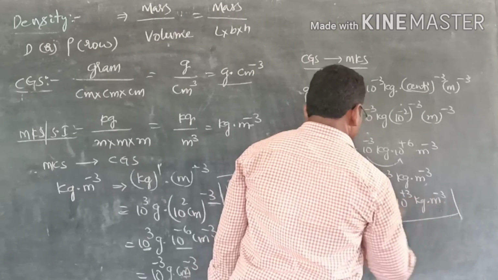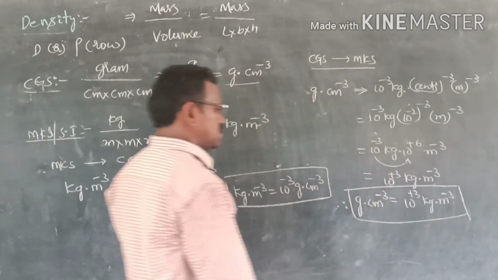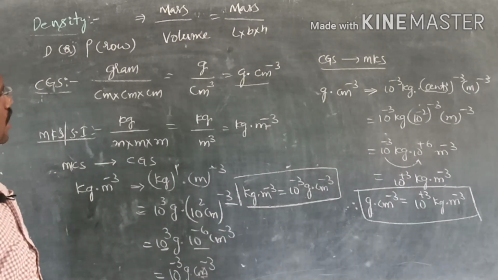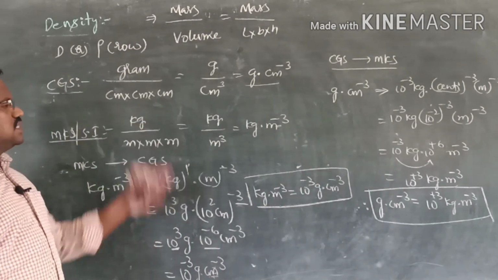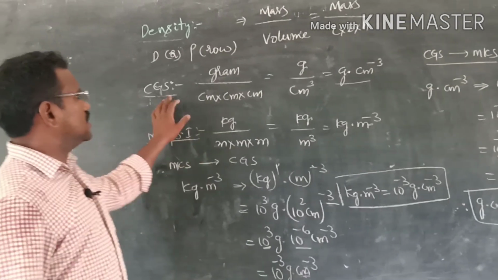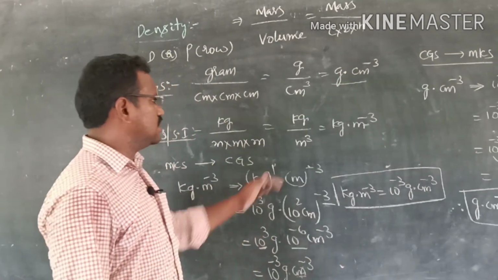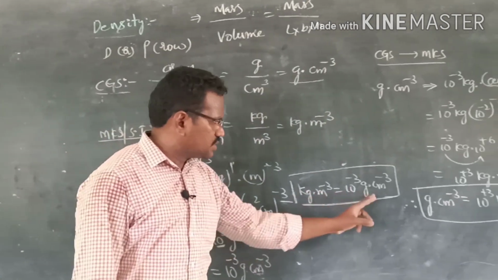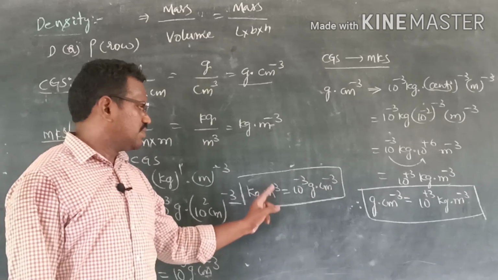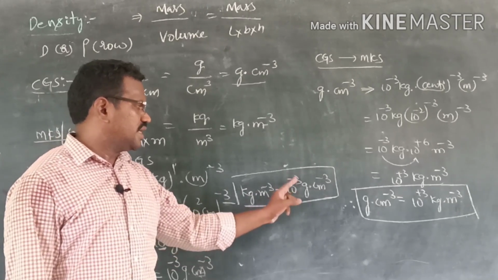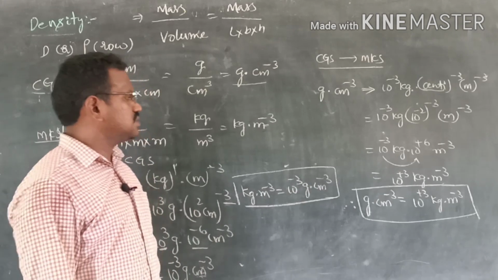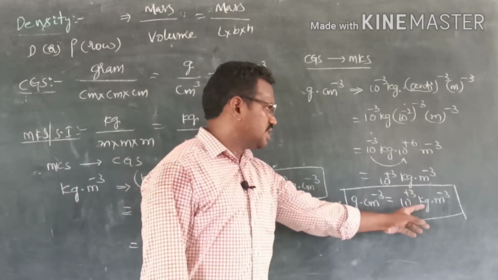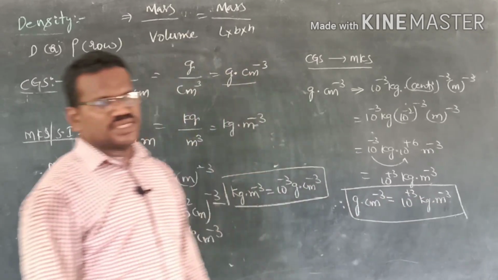These are all the mathematical relations between the CGS and MKS units of density, where density is a derived quantity. The CGS unit is gram per centimeter power minus 3, and the MKS unit is kg per meter power minus 3. Relation from MKS to CGS: kg meter power minus 3 is equal to 10 power minus 3 gram into centimeter power minus 3. Gram centimeter power minus 3 is equal to 10 power 3 kg meter power minus 3.